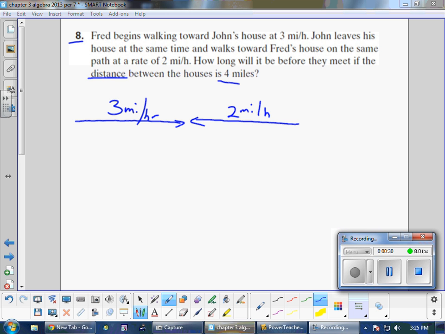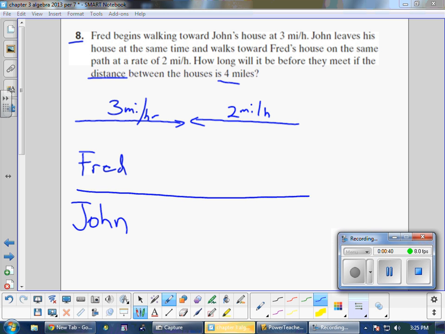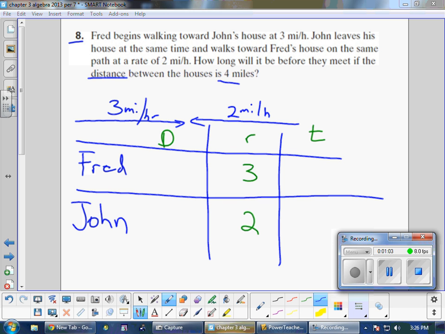Okay, we're going to set up a DRT table, one for Fred and one for John. Excuse my handwriting. Okay, so we know that distance equals rate times time. And we know that Fred's rate is 3 miles per hour and John's rate is 2 miles per hour. And we also know that the time that they travel is the same.